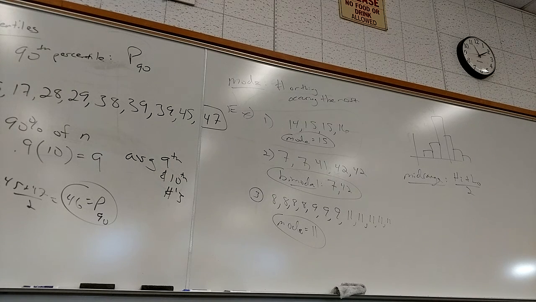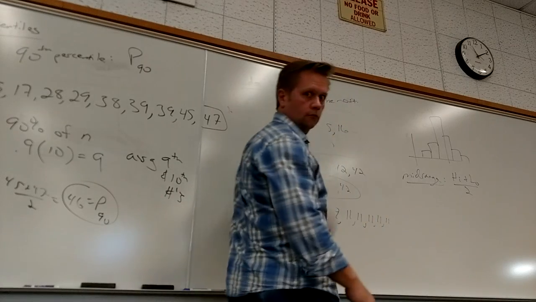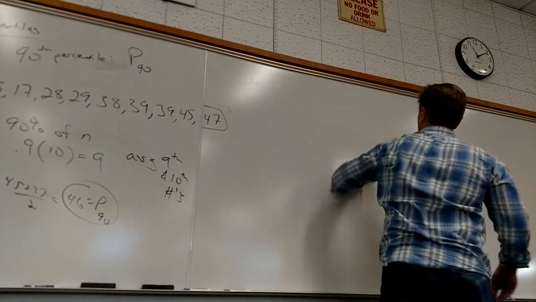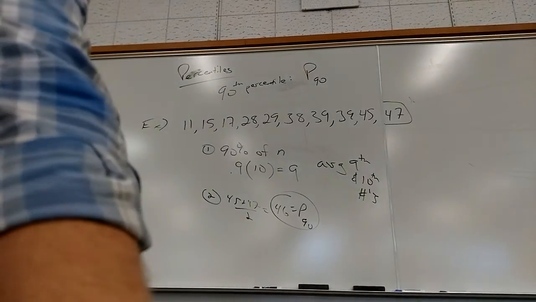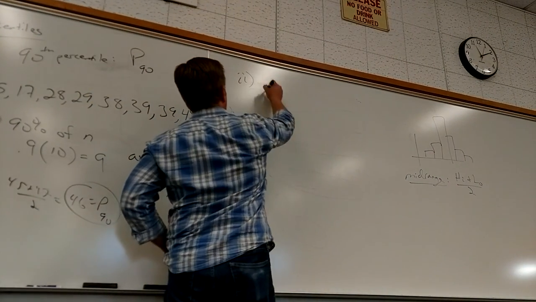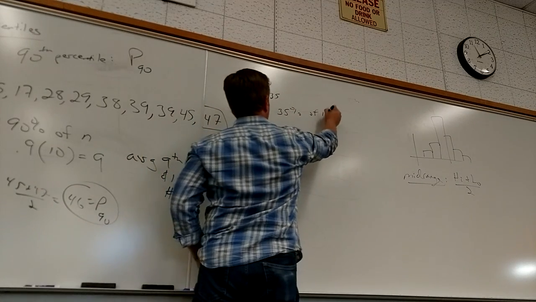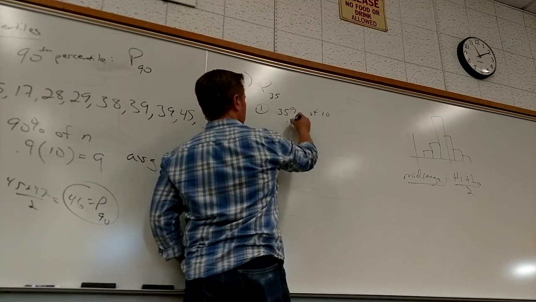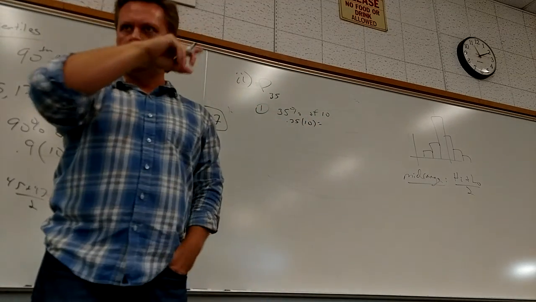So I'm going to do P35. What do I do for P35? Step one would be 35% of 10. So 0.35 times 10 is what? 3.5. You just move the decimal place.